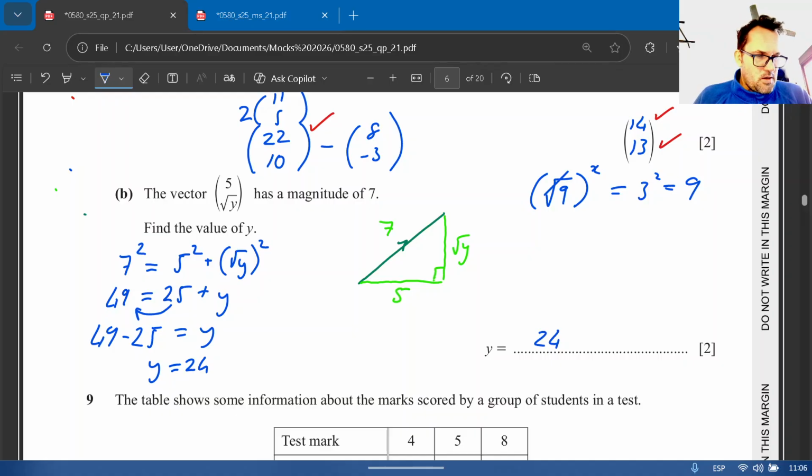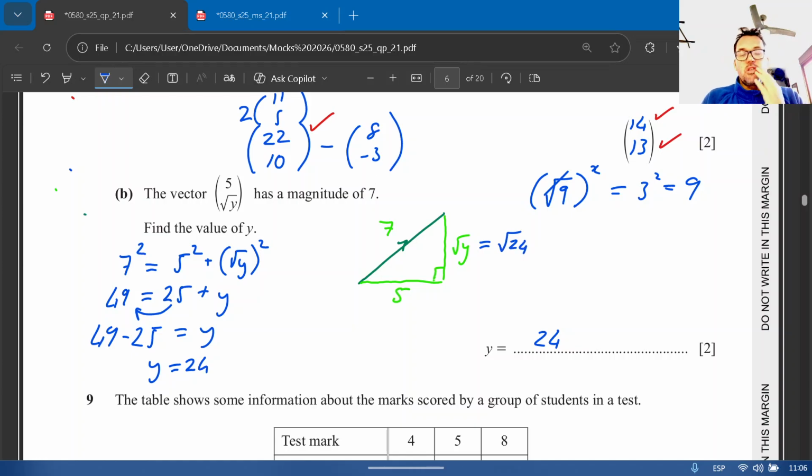That cannot be. Can it? It's impossible, that's the hypotenuse. Well, yes, it can. Because this length isn't 24. Y is 24, so it means this length is the square root of 24.